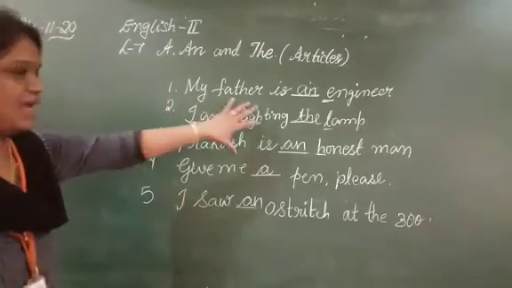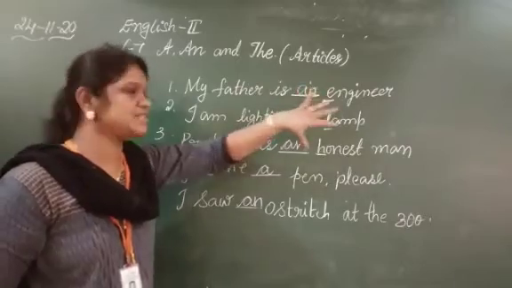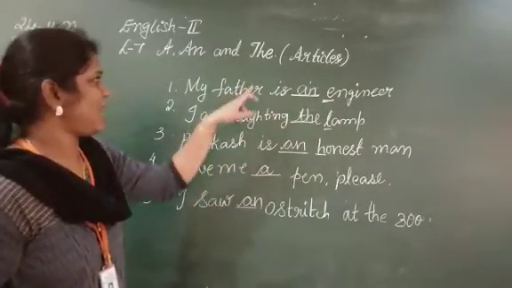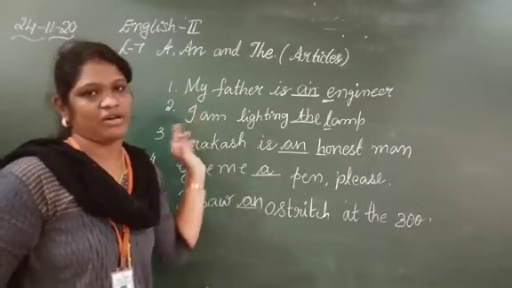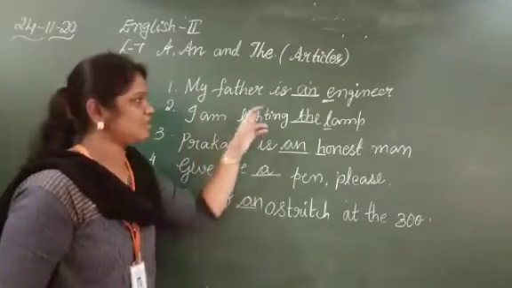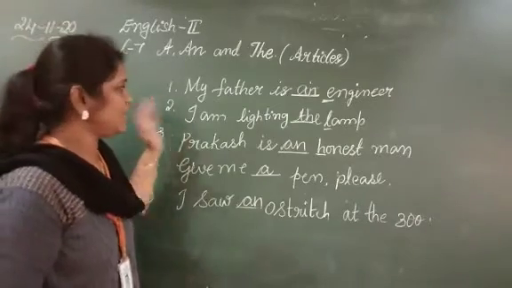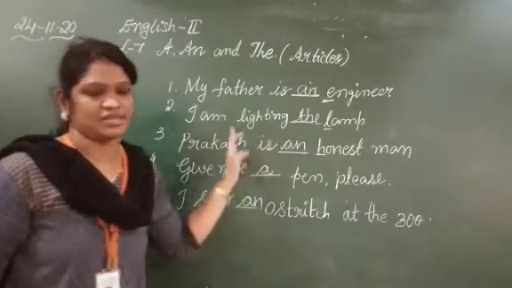Okay children, like this you have to read the sentence and use a, an or the article. You have to read first, understand, then you have to write. Okay.